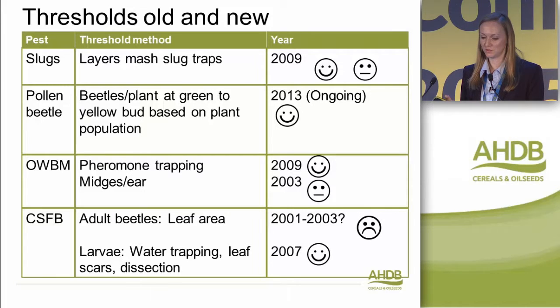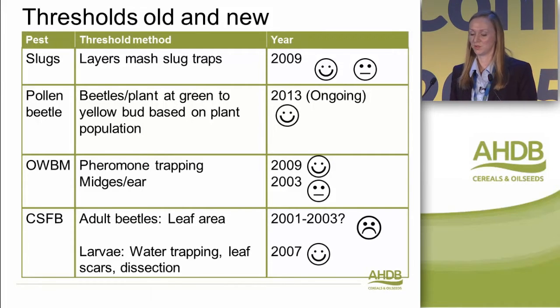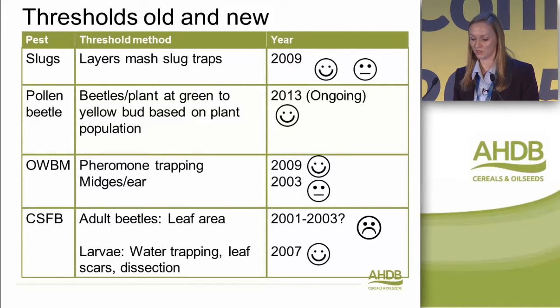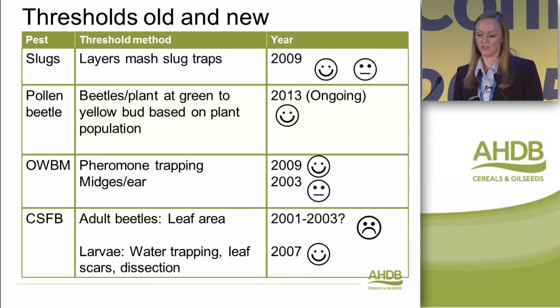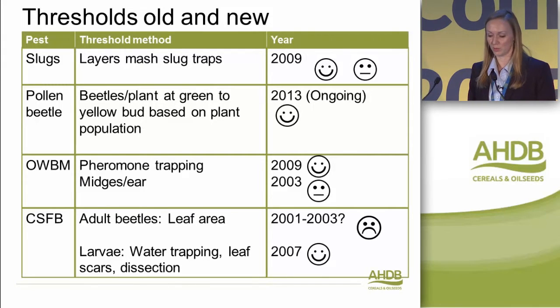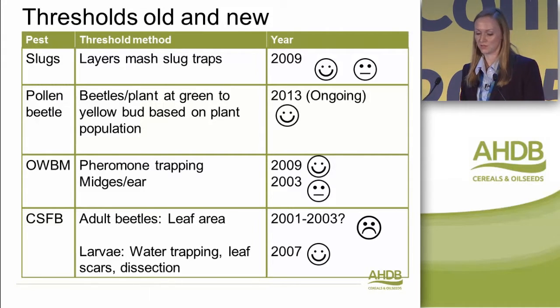Then moving on to the flea beetle. This is where things get a little trickier. With the adult beetles, where it's based on the leaf area of damage, that work was actually done somewhere between 2001 and 2003, so perhaps not so robust. But for the larvae, we've done quite a bit looking at dissection, leaf scarring, and also water trapping, and that was most recently done in 2007.